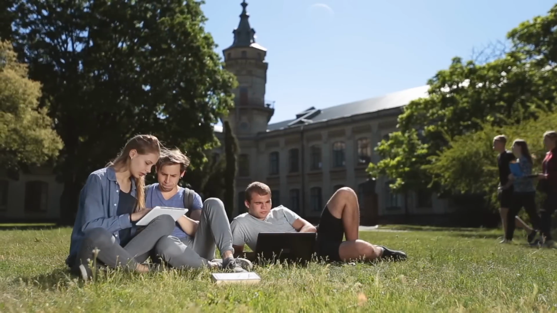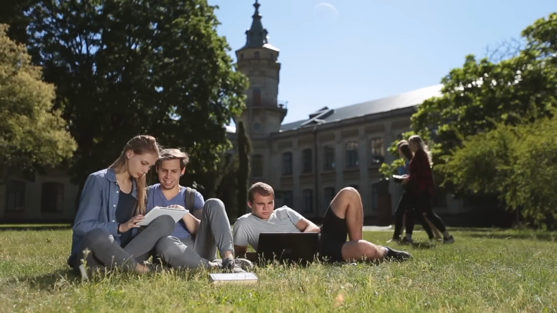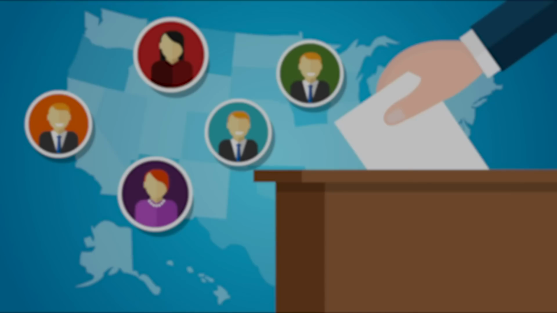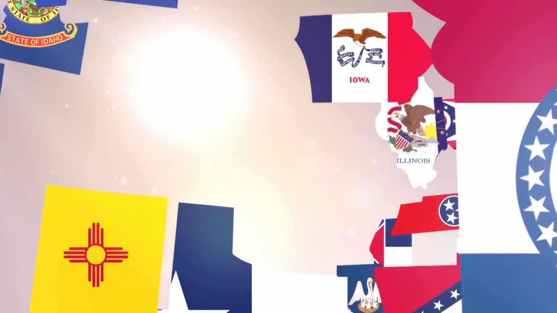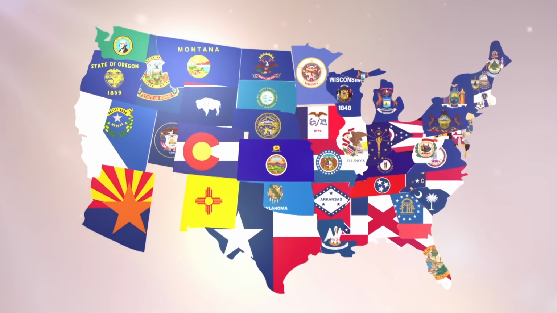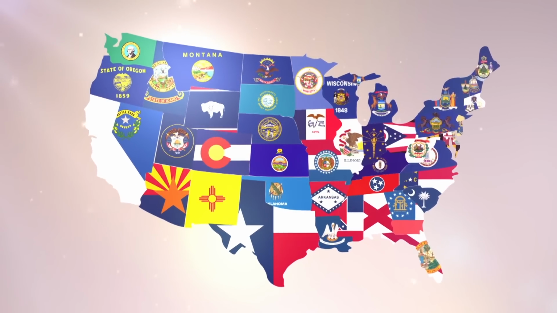To sum up, the Electoral College is not a college at all, but a group of electors who choose our president based on how candidates do in their states. The result is that a candidate can get the most votes in the country as a whole, but still lose the Electoral College. For better or worse, we're the only country in the world that uses this system.